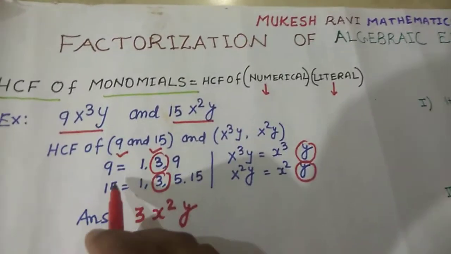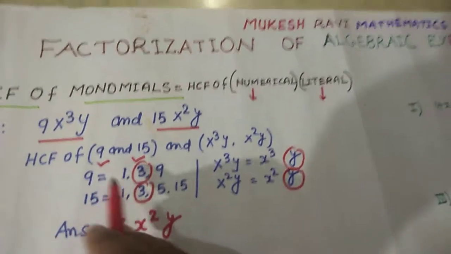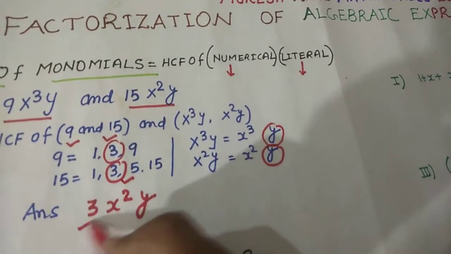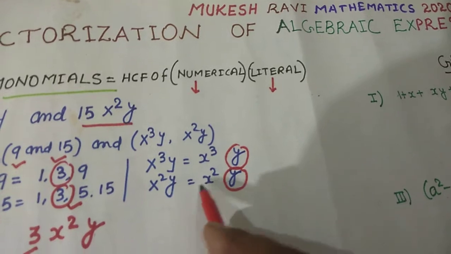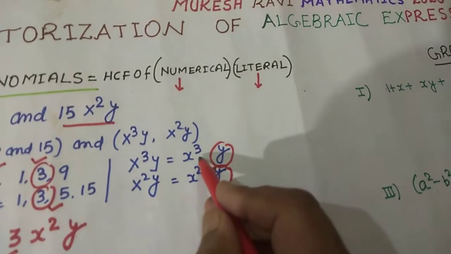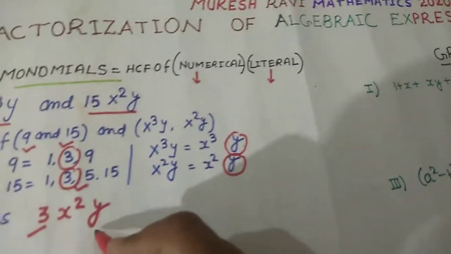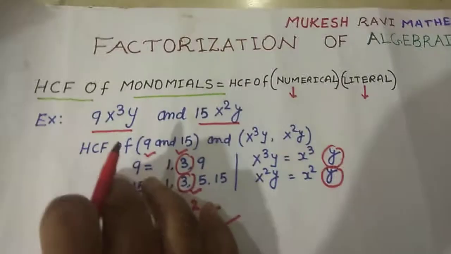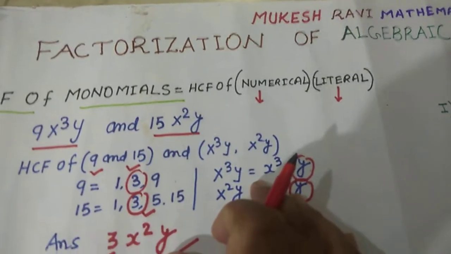So the HCF of 9 and 15: the factors of 9 are 1, 3, 9, and of 15 are 1, 3, 5, 15. 3 is common, so we take 3 here. Here x cube y and x square y, so we take x square, the minimum power, and y with the same power. So the answer is 3x square y. By this you will find the HCF of monomials, the basic of factorization.